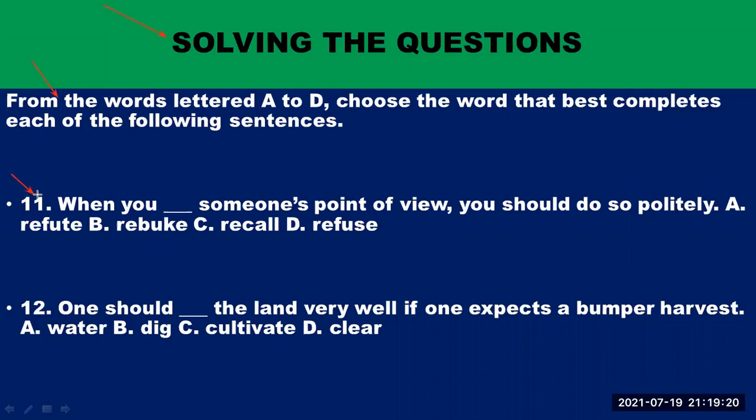So we are given a gap, and then we have to choose the option, choose a word that will best complete that gap. All right? So when you dash someone's point of view, you should do so politely. A, refute. B, rebuke. C, recall. D, refuse. Now, the appropriate word here is refute, because it is the word that fits in this particular situation.